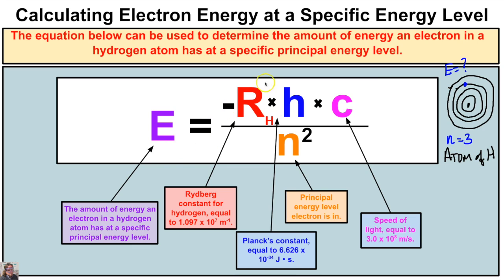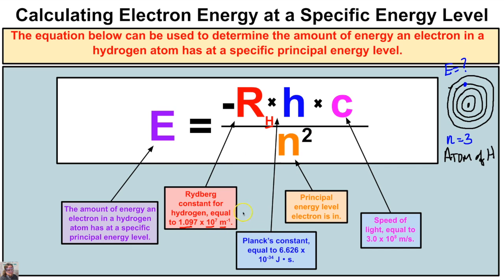E equals negative R times H times C, all divided by n squared, where E here is the amount of energy an electron in a hydrogen atom has at a specific principal energy level. R here is the Rydberg constant for hydrogen, and the Rydberg constant is different for each element. So the Rydberg constant for hydrogen here is equal to 1.097 times 10 to the 7th, and m to the negative 1 here is the unit. This just means that m here is in the denominator.